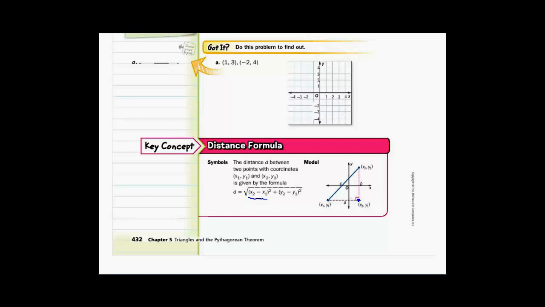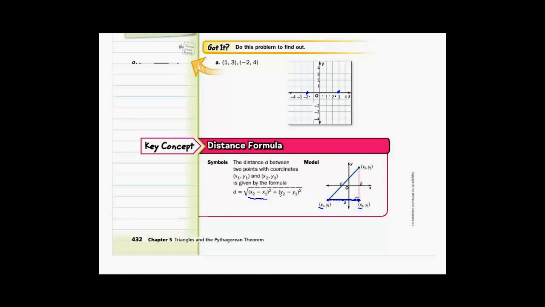x2 minus x1. So they are subtracting the x's. Why? Because they are wanting to get how long that is right there. If your dot was here and here, couldn't I subtract those, right? Without being on a grid. If I didn't have a grid, I could just subtract 3 minus negative 2 and get 1, 2, 3, 4, 5. That would be 5 long.